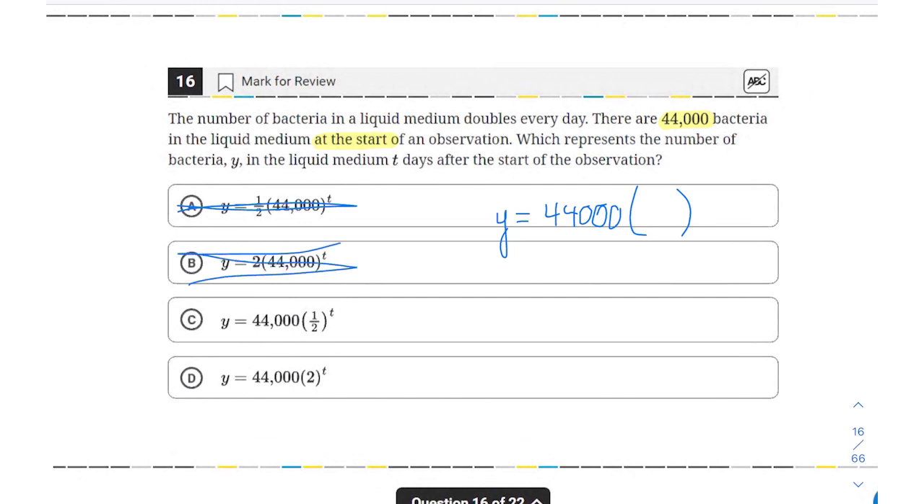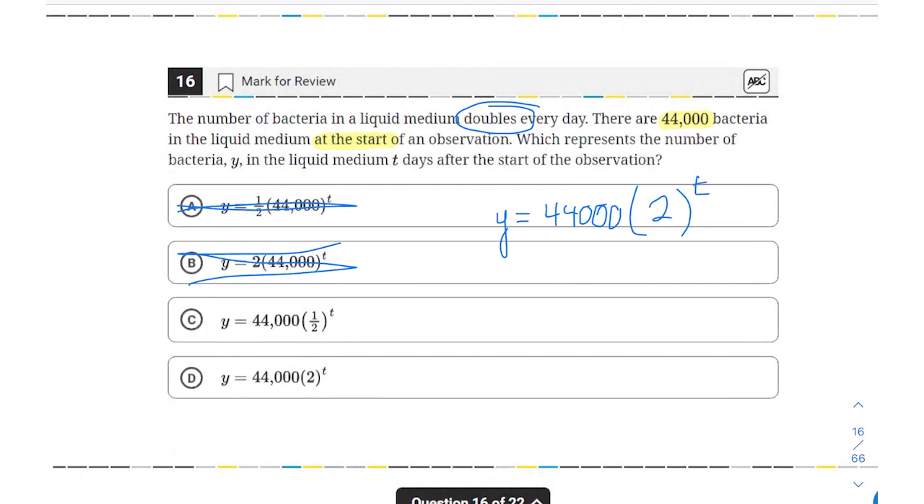And then it says that it doubles every day. So if we had to guess, is that going to be a base of 2 or a base of 1/2? For something to double, that means it's getting bigger, which means our base has to be a value greater than 1. So it would have to be 2. And then the t represents the number of days.